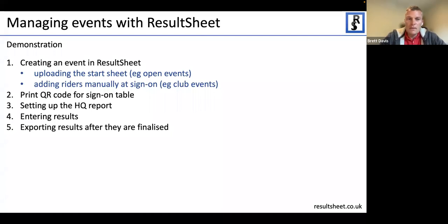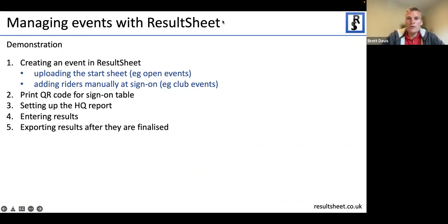So this is basically what I'll show you on the demo. Really 5 things. Creating an event in ResultSheet, in terms of how you do that. We'll talk about the QR code, which has grown in popularity on the back of the whole COVID thing, so that's proved very useful in this scenario. Setting up the HQ report, the bigger report running back at the HQ. How you enter results, and then exporting the results at the end for things like sending back to the CTT. Those are really the main bits.